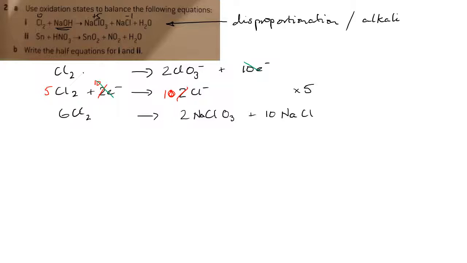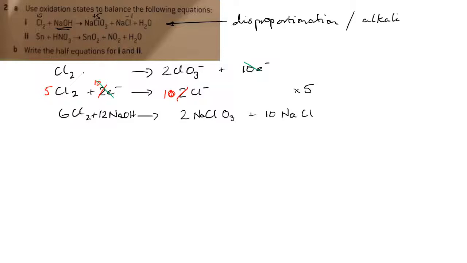And then all we have to do is balance our reaction. But we've got sodium hydroxide here, and let's count up our sodiums. We've got 10 in sodium chloride and we've got 2 in sodium chlorate, so that's 12. So let's put 12 there, and let's see if the oxygens and hydrogens are sorted out.